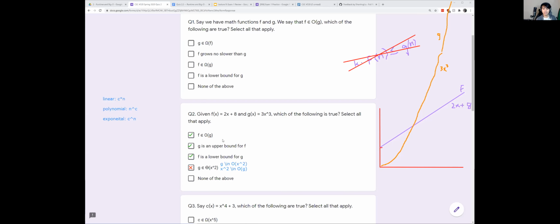All right. So for this Q2, all three of these are correct. F is in O of g. G is an upper bound for f, and f is a lower bound for g. All of those things mean roughly the same thing, that we have some function g and some function f, and that g is going to be growing faster than f. In other words, the line here in orange will always be higher, on top of the line here in purple, right?